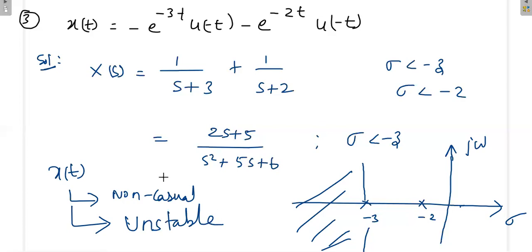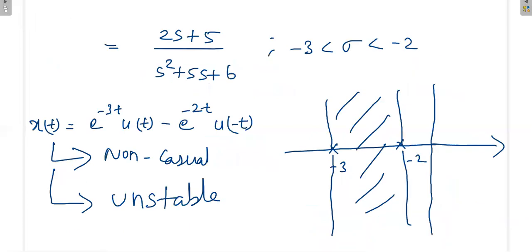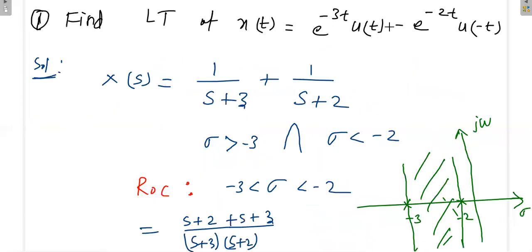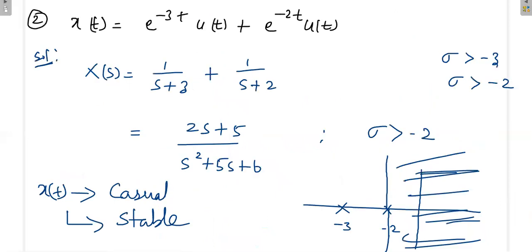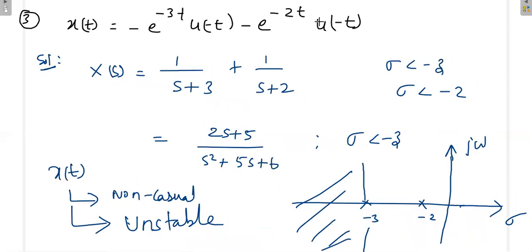Okay, so now we'll compare. See, in all these three problems, we took some x of t, but that e power is mostly same. Minus 3, minus 2. And in the next case also minus 3, minus 2. Minus 3, minus 2. But here some difference is there.